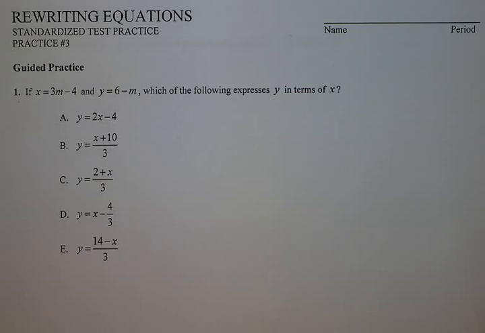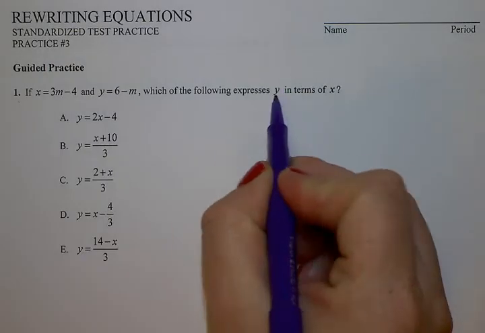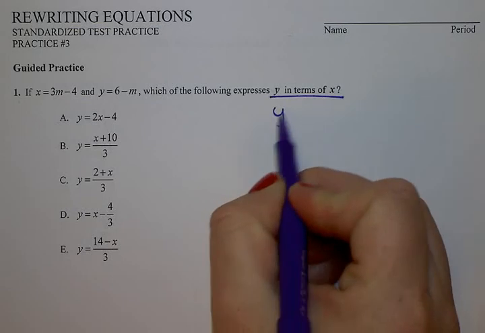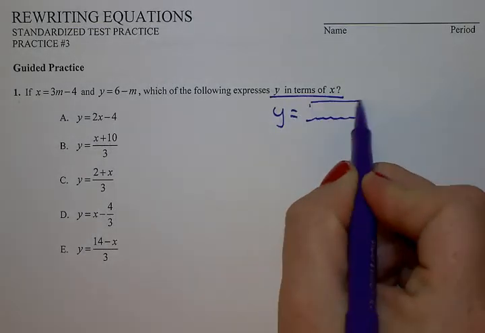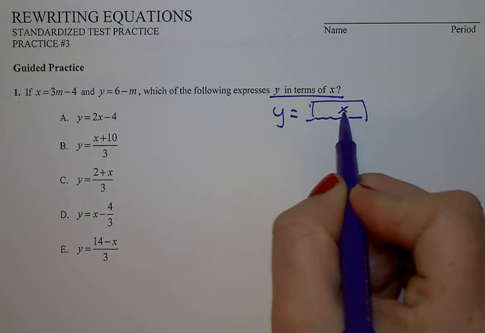Rewriting equations, practice number 3. If x equals 3m minus 4 and y equals 6 minus m, which of the following expresses y in terms of x? So this says I want an equation where it's y equals, and on the opposite side, I want only the variable x. There can be numbers, but no other variable.